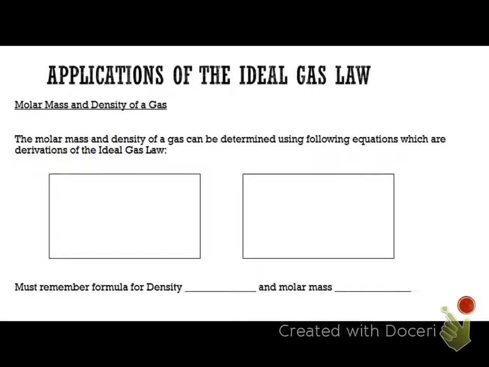So let's start with the ideal gas law being applied to molar mass and the density of a gas, okay? There are two equations that we're going to be able to use. Some teachers will make you derive it. I'm just going to show you how you can just use these equations, okay? So molar mass is the first one we're going to talk about. If I want to find the molar mass of a gas, I can take the density times RT and divide it by the pressure, okay?